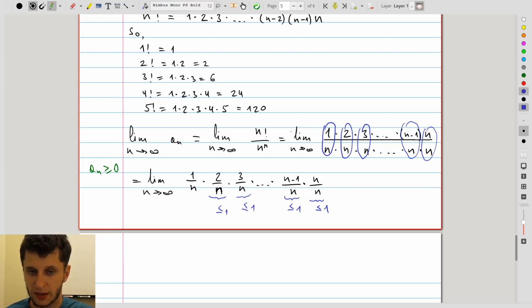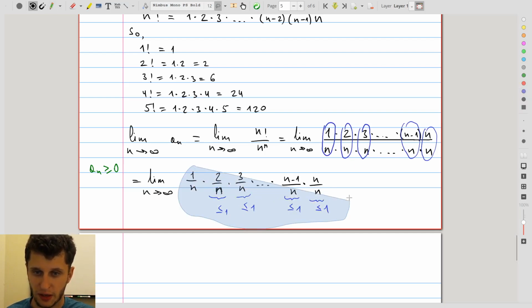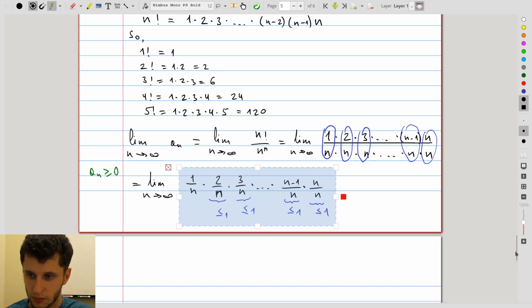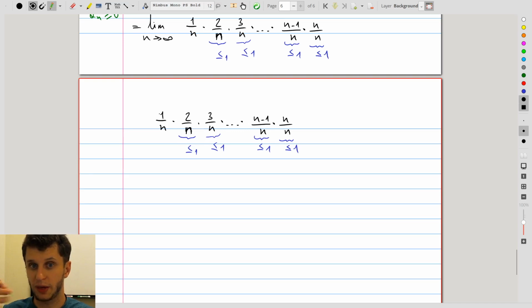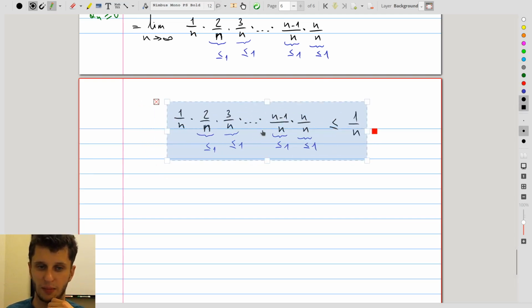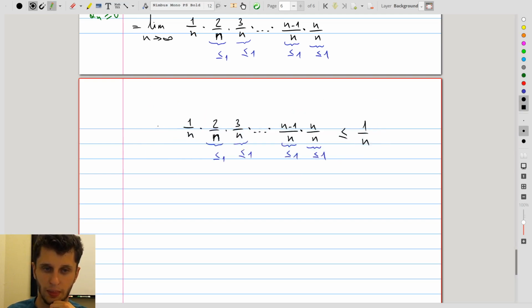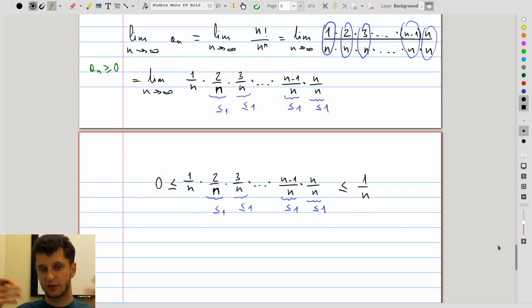Right? So it means that this expression here is at most 1 over n. So we start with 1 over n, we multiply it by several terms which are at most 1 each. So the maximal value we can get is 1 over n. On the other hand, we just observed that a_n is non-negative. On the other hand, we have 0. So this here is another example suitable for applying the squeeze theorem.